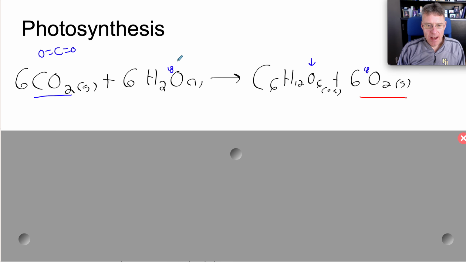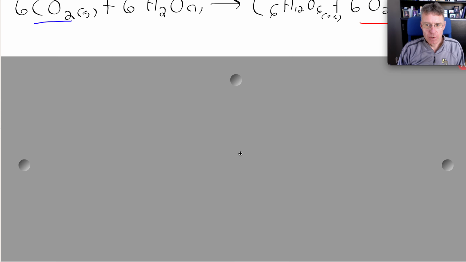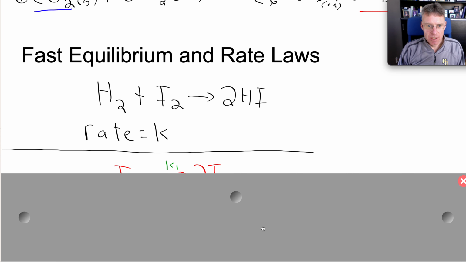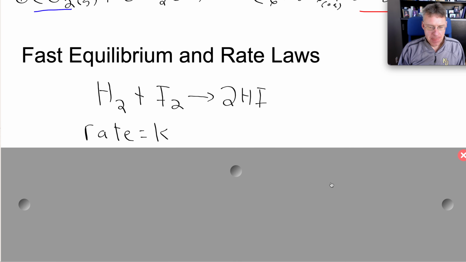So we're going to wrap up by figuring out rate laws when there are intermediates, and how you avoid writing intermediates in rate laws. The example we're going to do this with is below, and we're just going to do examples where there is a fast equilibrium.